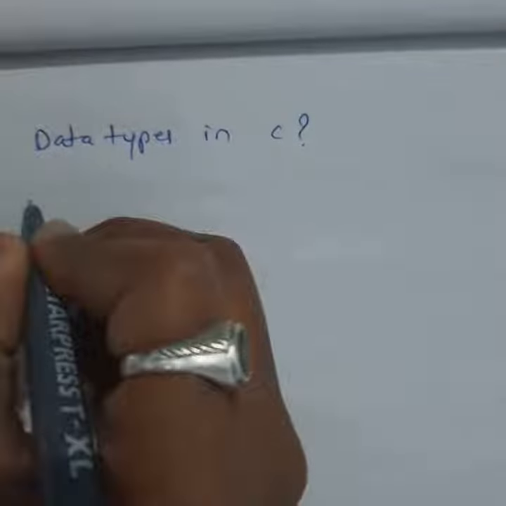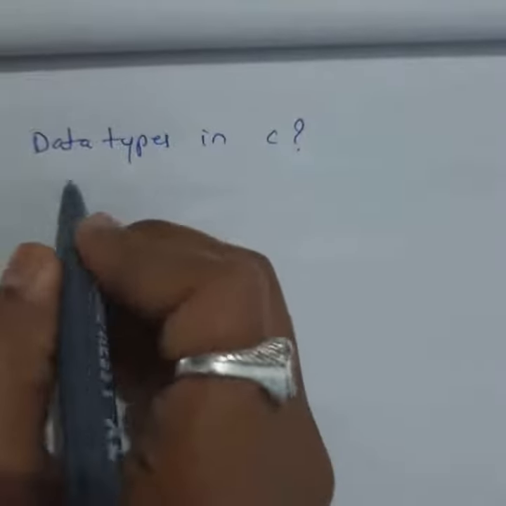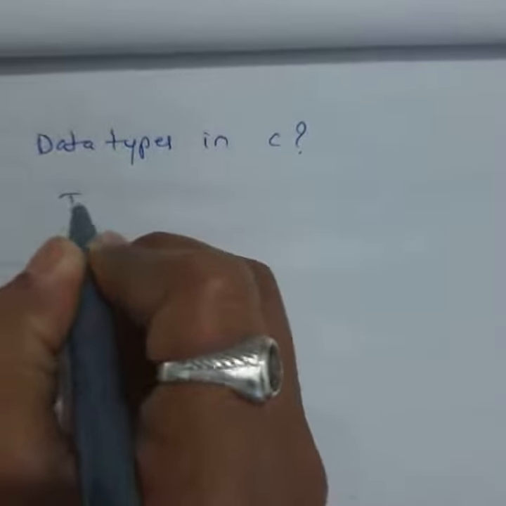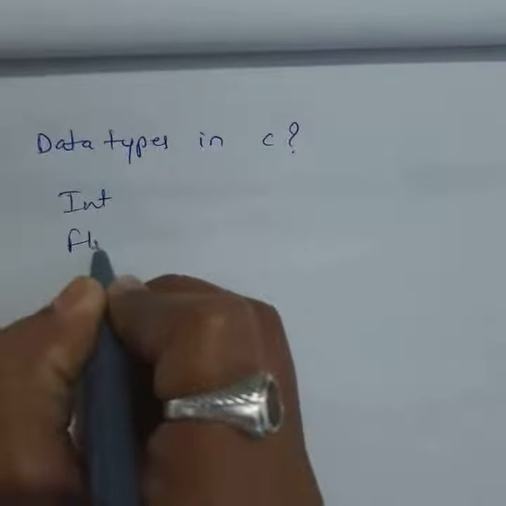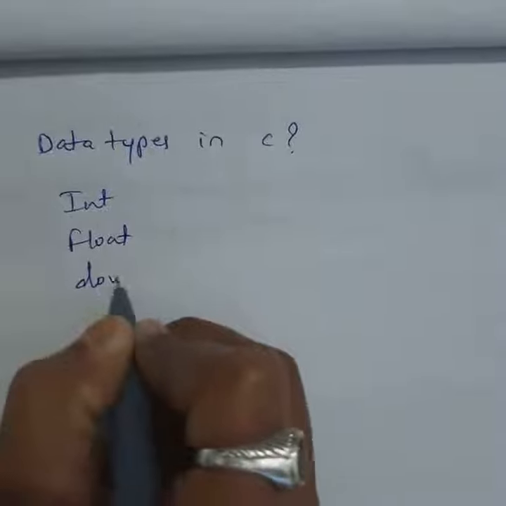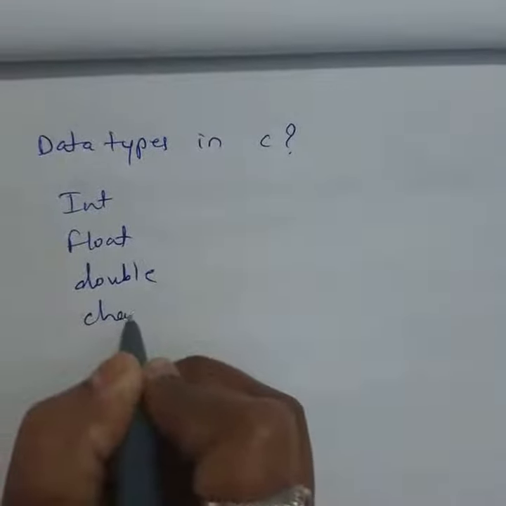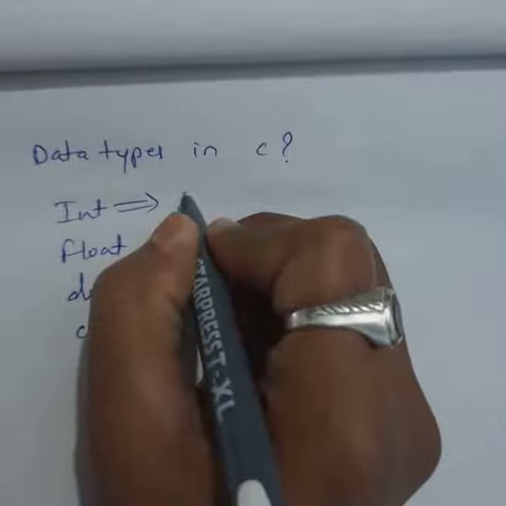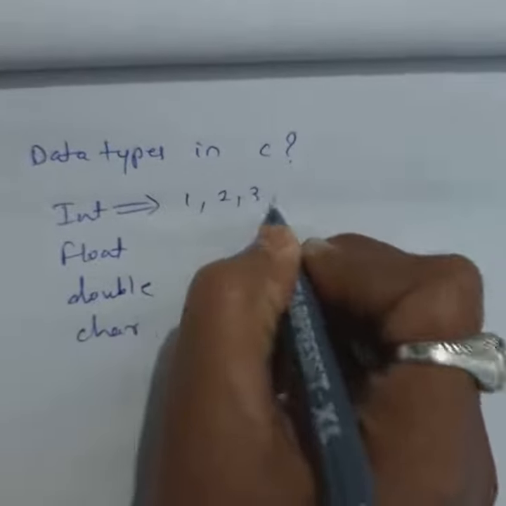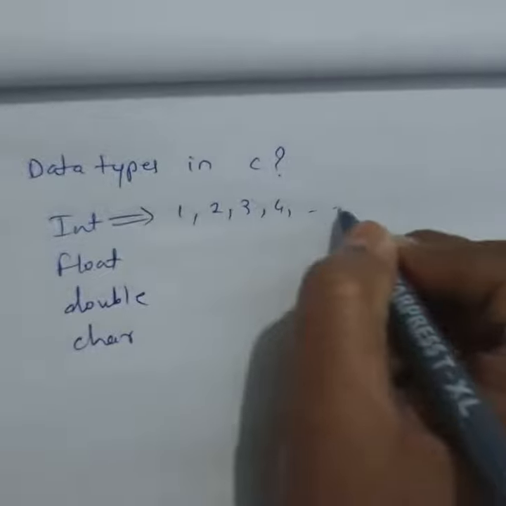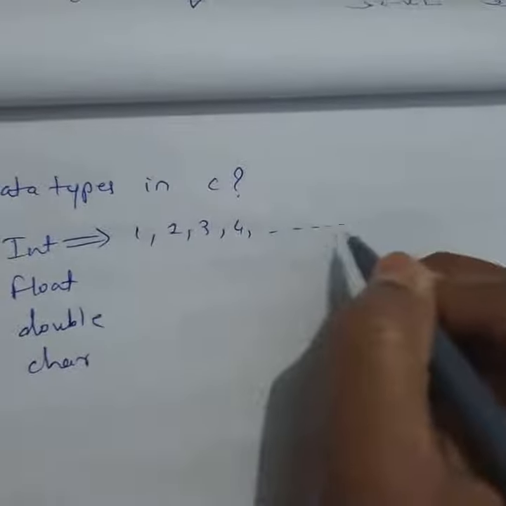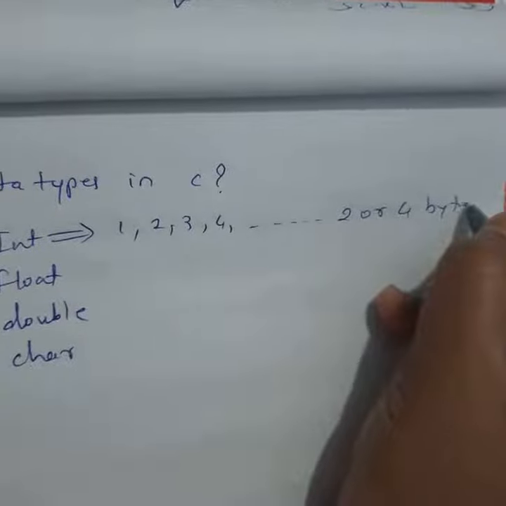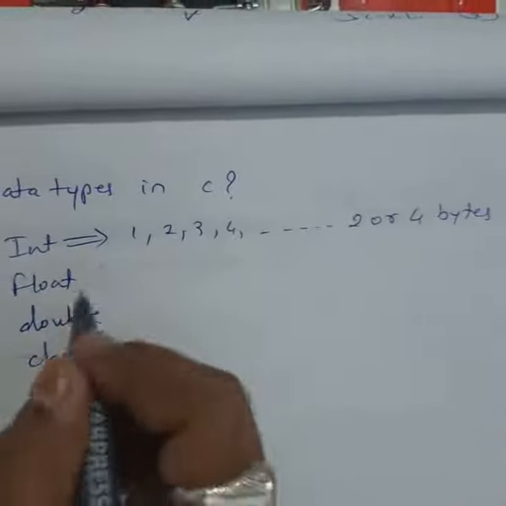There are various data types in C, and I will explain some of them here: integer, float, double, and character. The integer data type will store numbers like 1, 2, 3, 4. The size of an integer is 2 or 4 bytes. Okay, size is in bytes.